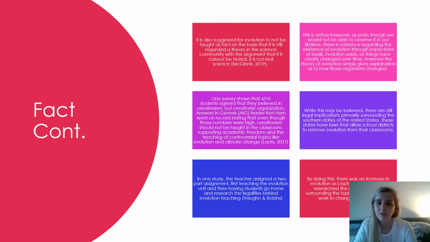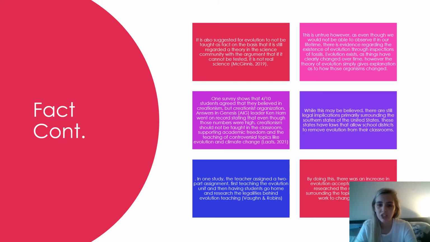One survey shows that 4 out of 10 students agreed that they believed in creationism, but Creationist Organization Answers in Genesis leader Ken Ham went on record stating that though those numbers were high, creationism should not be taught in the classroom, supporting academic freedom and the teaching of controversial topics like evolution and climate change. While this may be believed, there are still legal implications primarily surrounding the southern states of the United States. These states have laws that allow school districts to remove evolution from their classrooms.